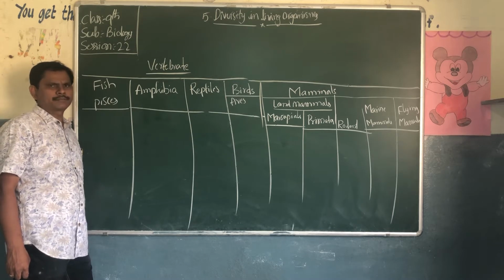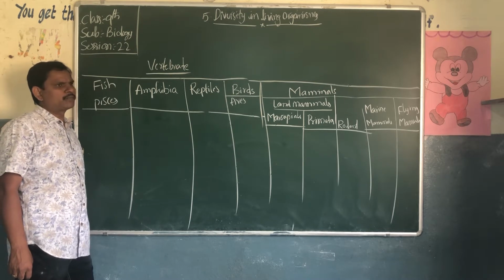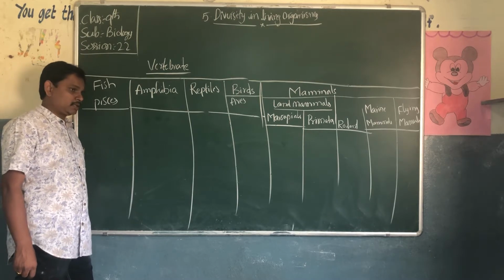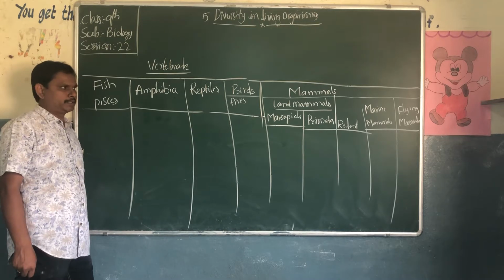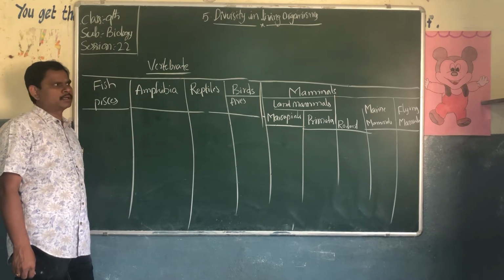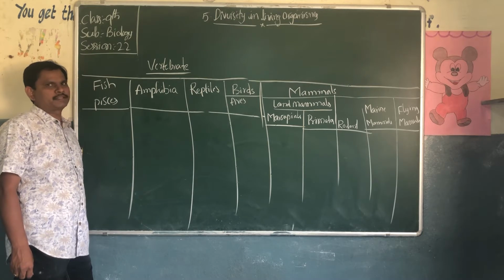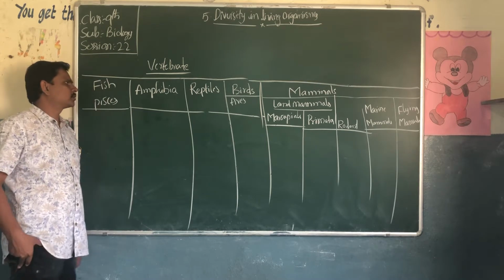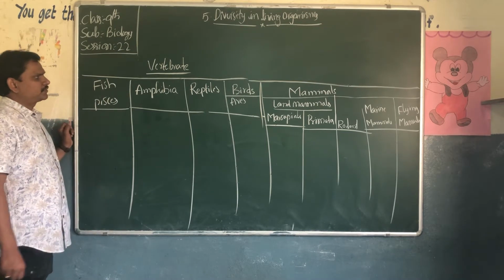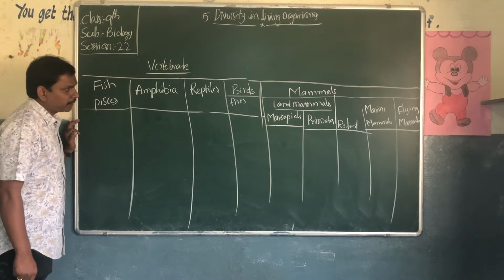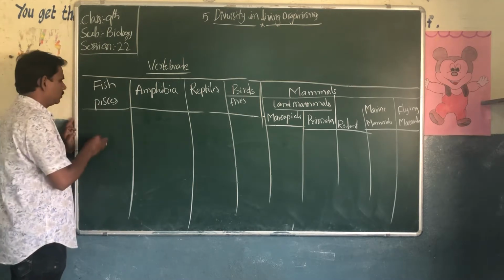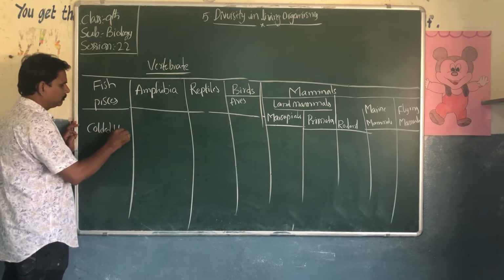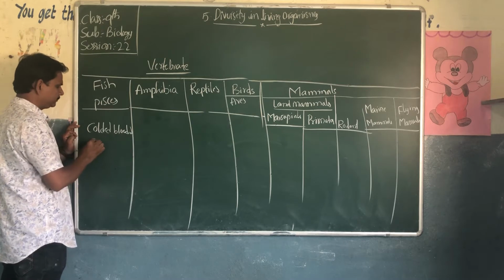What are mammals? They give birth to offspring. We discussed in 8th class oviparous and viviparous. Oviparous means they lay eggs. Viviparous comes under the mammals; they give birth to their young ones. Now come to the fish. Fish, amphibians, and reptiles are cold-blooded animals.